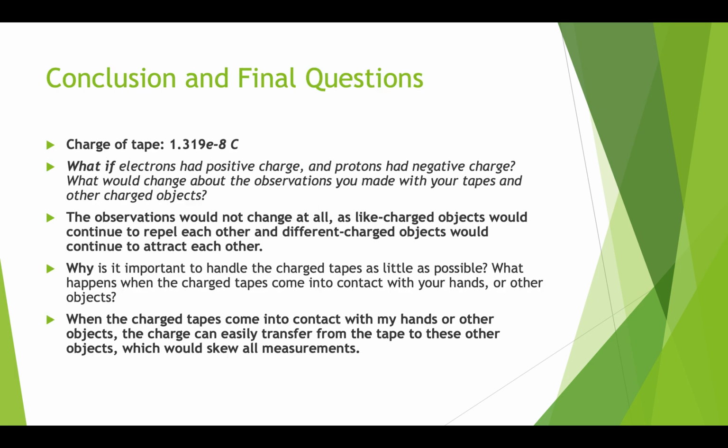In conclusion, answering these final questions, if the charge of electrons and protons were switched, it would not change the observations at all, because like charged objects would continue to repel each other and different charged objects would continue to attract each other. And it's important to handle the tape as little as possible, because the charge can easily transfer onto hands or other objects when they come into contact with those objects.